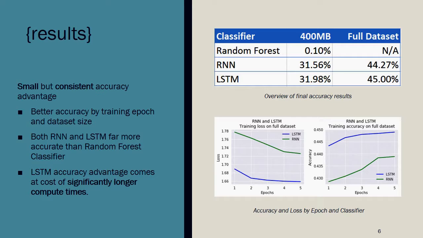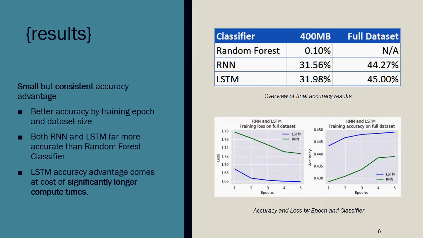On the top right, we have a comparison of the 3 classifiers against both a 400 megabyte subset of the MIMIC database and then the entire dataset itself. We see that random forests do terribly. Just to give context to this number, there are 54 total classes in the MIMIC database for diagnoses. RNN and LSTM are very similar in performance, but LSTM beats RNN on both counts by a percentage to a percentage and a half.